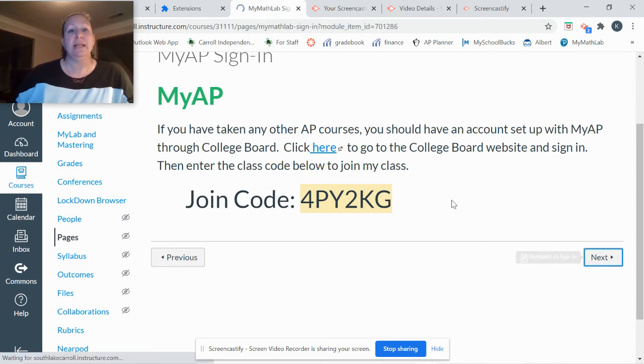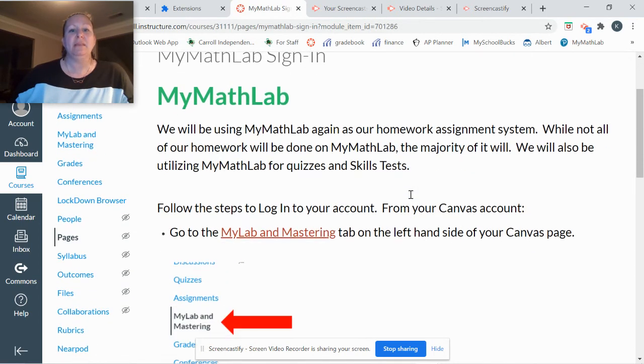Let's see what's next. Next, we have MyMathLab. Now, some of y'all, if you were in pre-cal, I think both honors or pre-AP and regular, used MyMathLab last year, so you probably have an account. But this year's going to be a little bit different because we're going to go through Canvas to sign into MyMathLab and to utilize it.